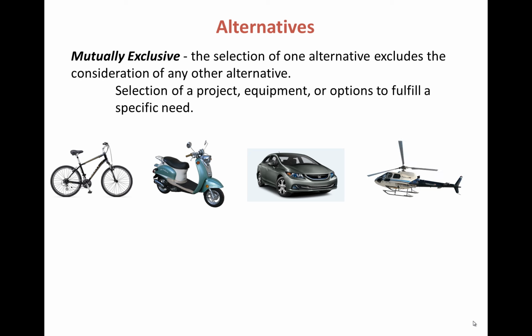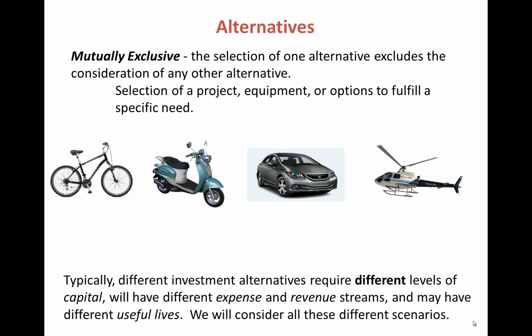But in terms of a business and companies, a mutually exclusive alternative is one where you're trying to do something very specific. And so if you are trying to deliver a package from your warehouse to a customer, then you couldn't deliver that package both by bicycle and by car and by helicopter. You couldn't deliver that one same package the same way. And so in choosing how you're going to deliver, you would have alternatives that are mutually exclusive.